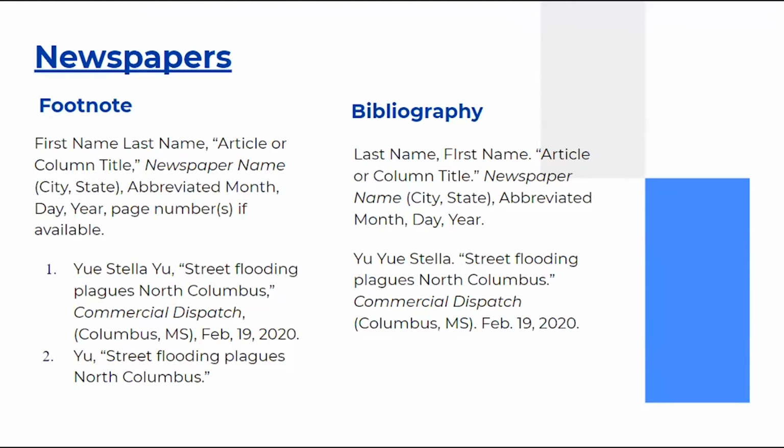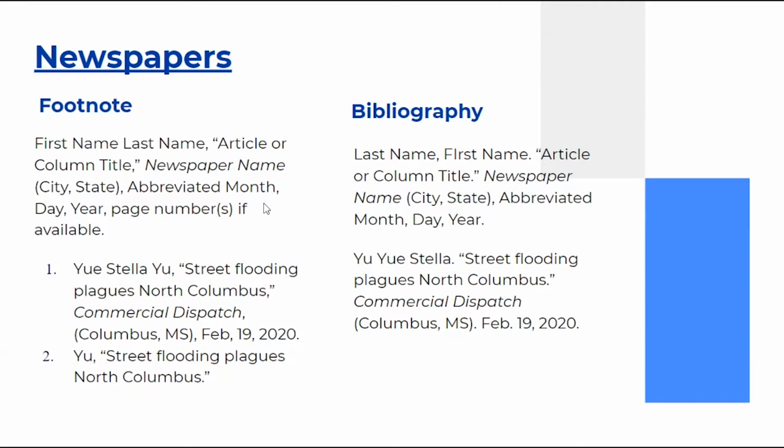Newspapers are very similar to articles in that it looks very similar. You're going to start out with a note in the same way as we have been with the first name, last name of the author, followed by the article, or if it's a column, the column title in quotations. The name of the newspaper will be in italics, and then you'll include the city and state in parentheses. In some cases, that's really obvious. Like if you're citing the New York Times, obviously it's in New York City. But if you have something that is maybe a little bit less well known or doesn't say the location in the title, like the Commercial Dispatch, it's really helpful to have the city and state information.